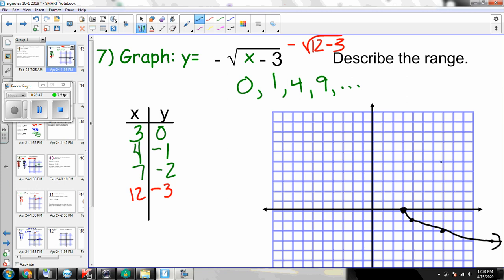Okay, so now my function is graphed. I need to describe the range. The range are all my y values. What numbers could y be? Well, I'm looking at my y values here on my y-axis. The highest y value is 0. And then from there, they go down. So y would be all real numbers less than or equal to 0. y could be any number less than or equal to 0.